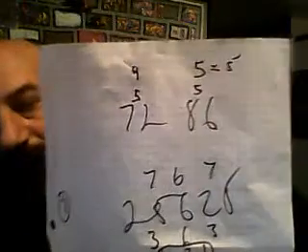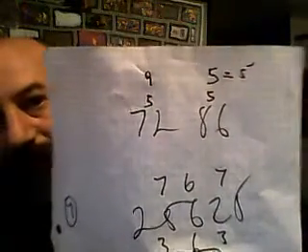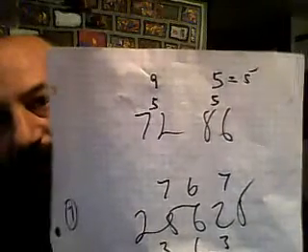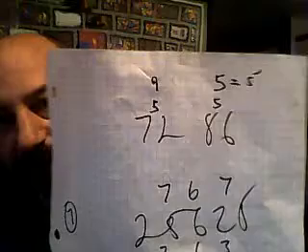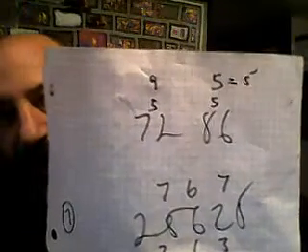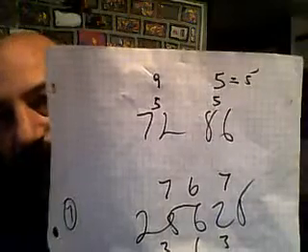7286, okay, 7 minus 2 is 5, 8 minus 6 is 2. You have 5 and 2. 8 and 6 is 14, but 6 minus 8 is 2. 7 and 2 is 9. You have 9 and 5. 7 minus 2 is 5. 8 minus 6 is 2. You have 52, which means man.